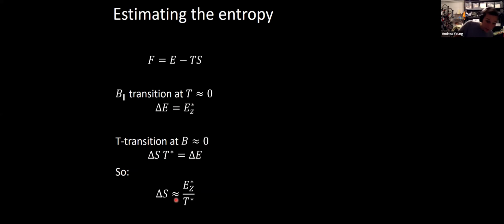And if you put those together, you get a very simple relationship where the entropy change across that phase transition is just the ratio of the Zeeman energy where the phase transition happens at zero temperature to the temperature where that phase transition happens at zero Zeeman energy.